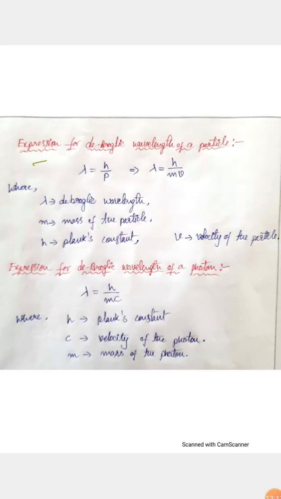That is the expression for the de Broglie wavelength of a particle. The de Broglie wavelength of a particle is given by lambda equals h by p. h is Planck's constant, p is momentum. In place of momentum, what can you write? The momentum of the particle is given by p equals m into v, where m is mass and v is velocity. Momentum can be written as the product of mass and velocity, so in place of momentum, I have written m into v.